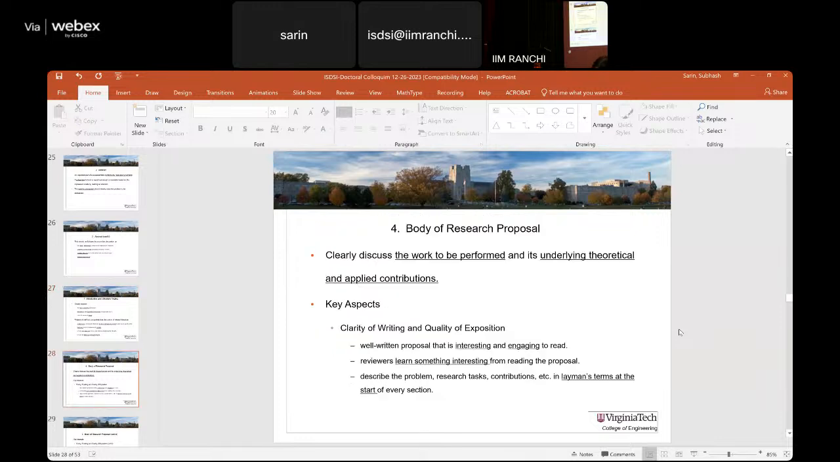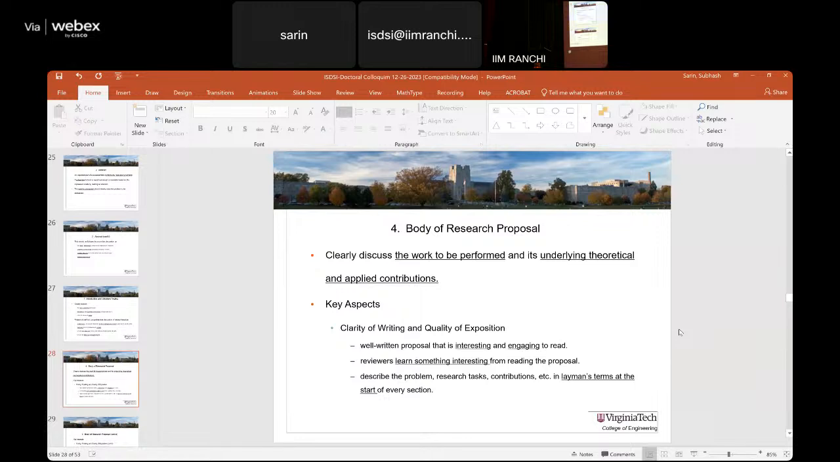The body of the research proposal clearly discusses the work to be performed and its underlying theoretical and applied contributions. So the key things that I've noticed, I've read a lot of proposals by faculty from other institutions as a reviewer for the National Science Foundation and other agencies. And these are the kinds of things that reviewers look for.